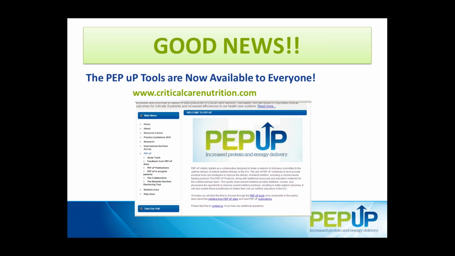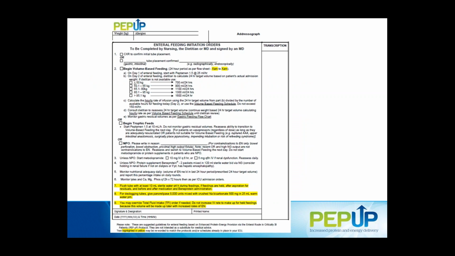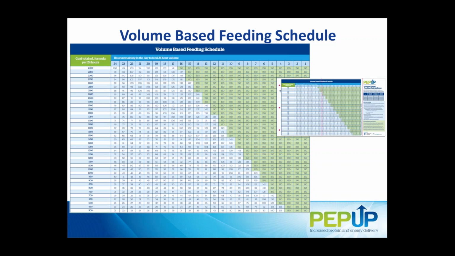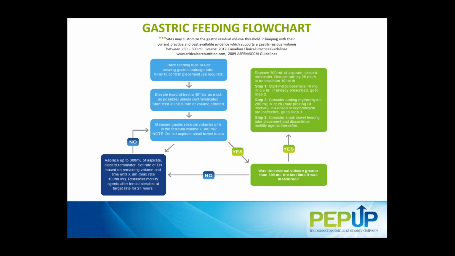I've included a very small handful of some of the tools that are available just to show you really quickly. This would be the template that you would use to help you structure your order set or pre-printed order, whatever you call it in your facility, in the PEP UP design. This is the volume-based feeding schedule, which the nurses use to adjust the infusion rate of the enteral nutrition during the day if the feeds are held for any reason.